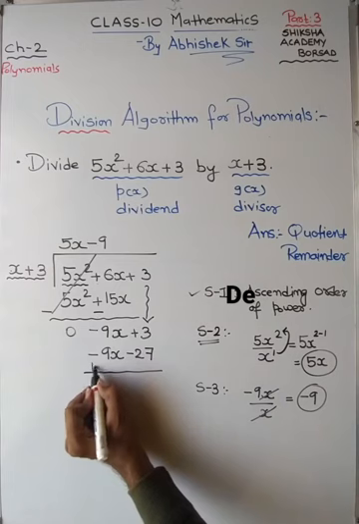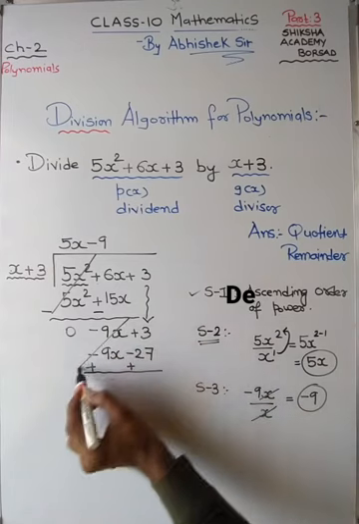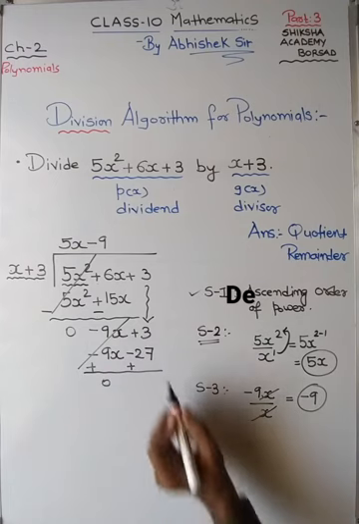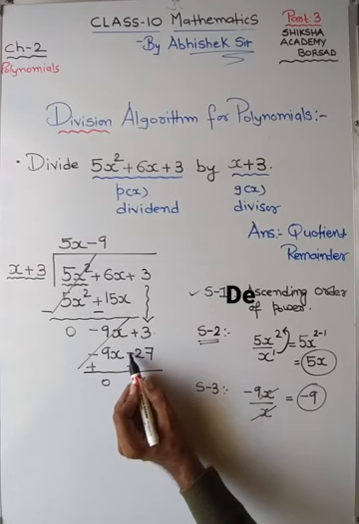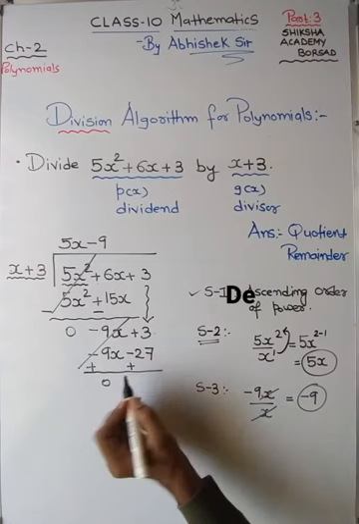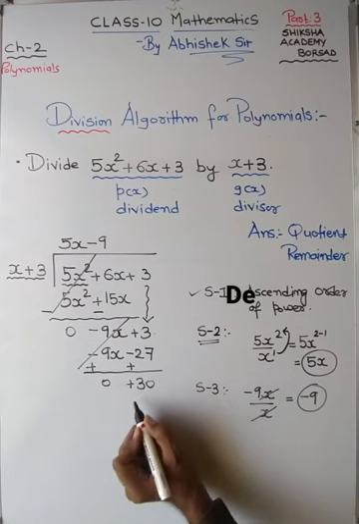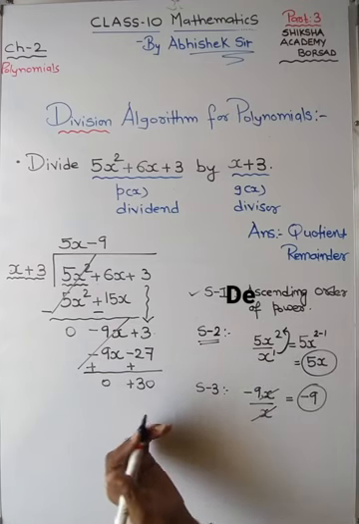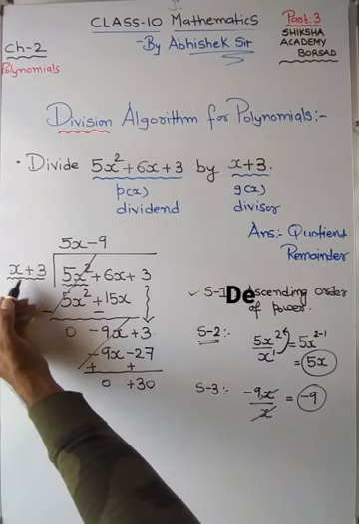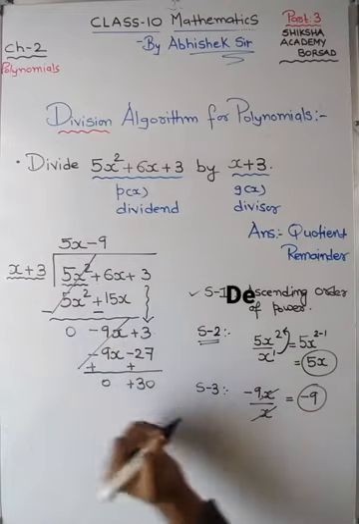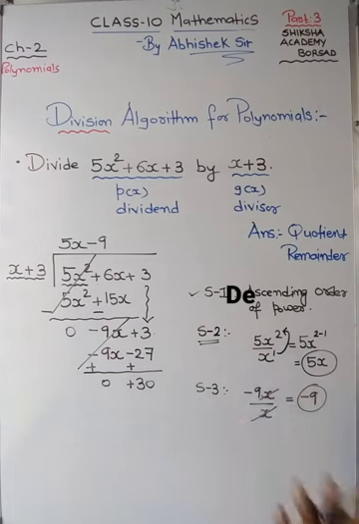Change the sign, minus will become plus, minus will become plus. These two will be cancelled, we'll write 0. Plus 3 plus 27, you see minus 27 sign is changed, now it has become plus 27. So plus 27 plus 3 is plus 30, right? So now you see we don't have any variable, so the division process will stop as we cannot divide. So right now our division is over.